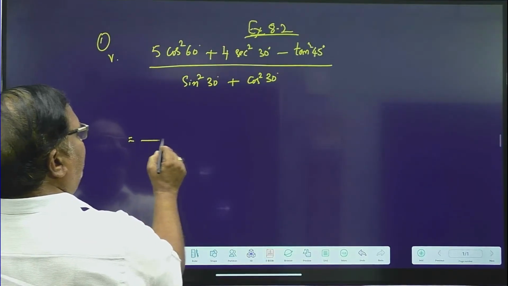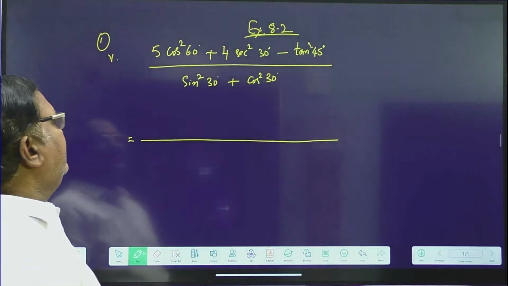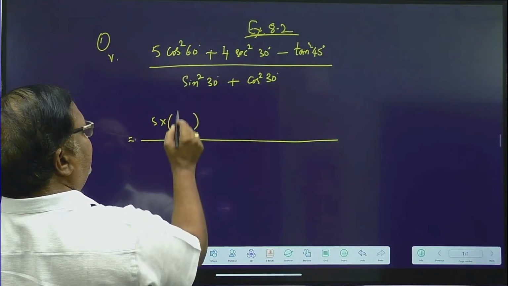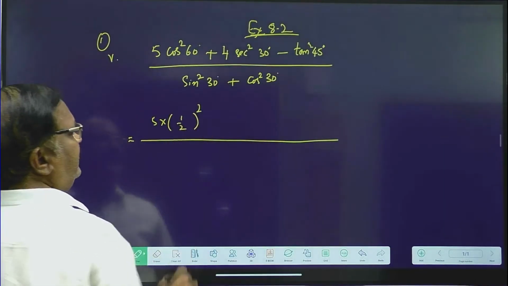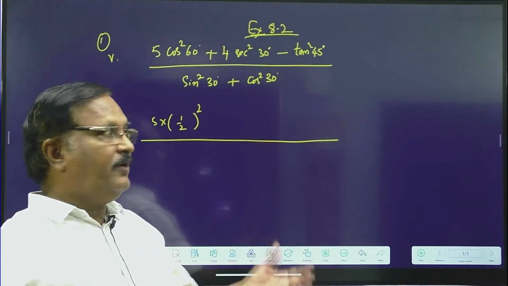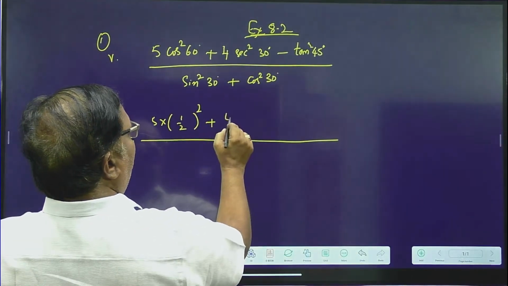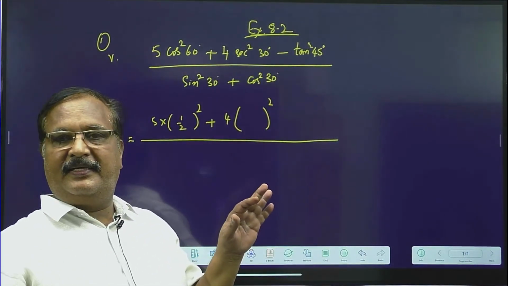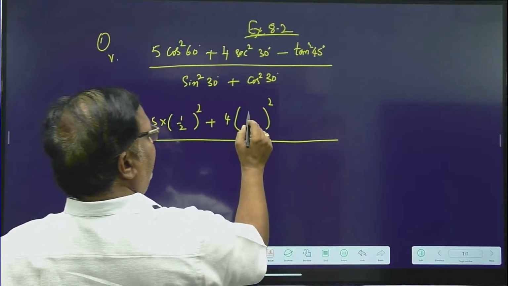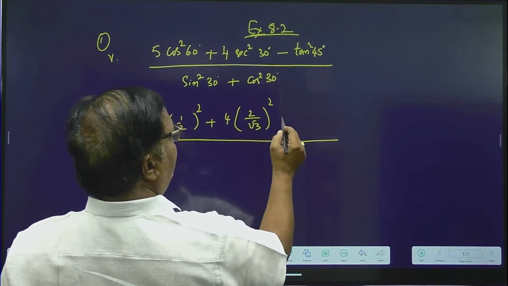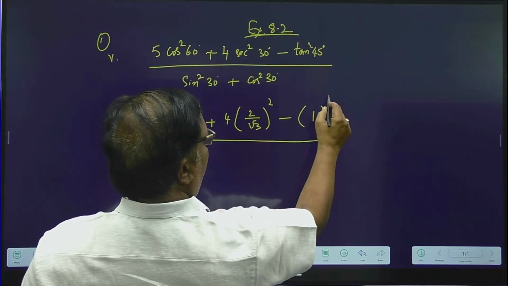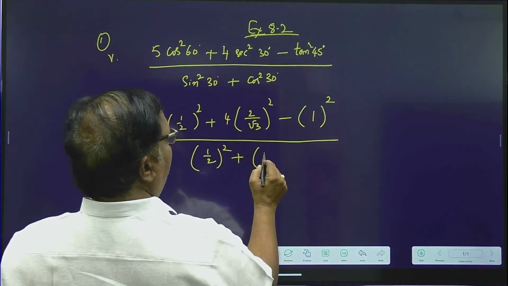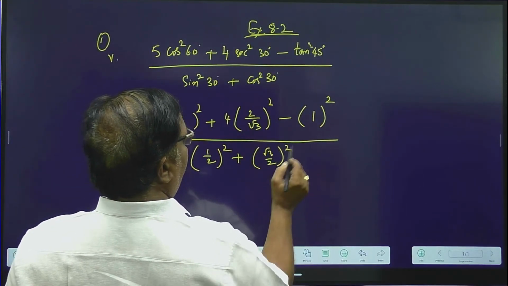So then I'll put equal to, I'll put a by. So 5 is 5 only. Cos square 60. Cos 60 is 1 by 2, and the square is for the whole thing. So this is how you have to write. And 4 sec square 30. Sec 30 is the reciprocal of cos 30. Cos 30 is root 3 by 2, so sec 30 is 2 by root 3. So 2 by root 3 whole square. Tan 45 is 1 whole square. Sin 30 is 1 by 2 whole square. Cos 30 is root 3 by 2 whole square.